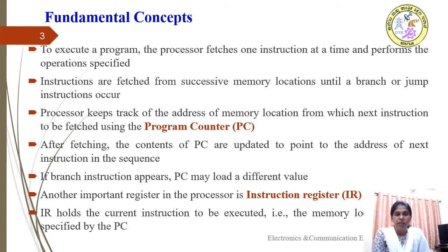In the processor, we consider one more important register, called the instruction register. The instruction register holds the current instruction which has to be executed. That is, from memory we have fetched one instruction, and that instruction is available in the instruction register. That represents that the instruction is to be executed currently. So the IR holds the current instruction to be executed, fetched from the memory location specified by the PC.